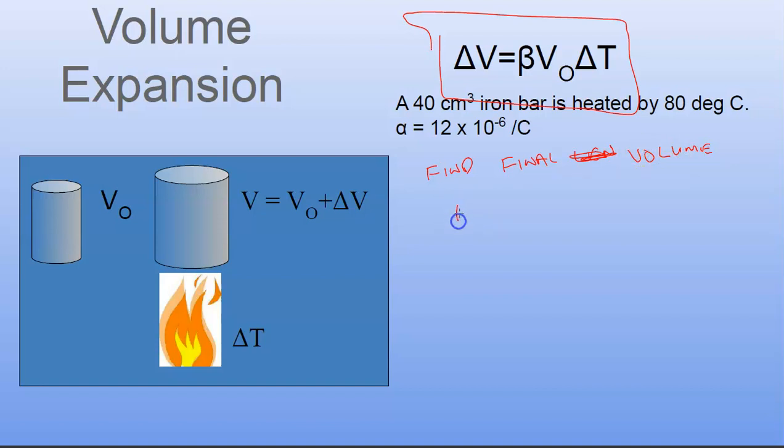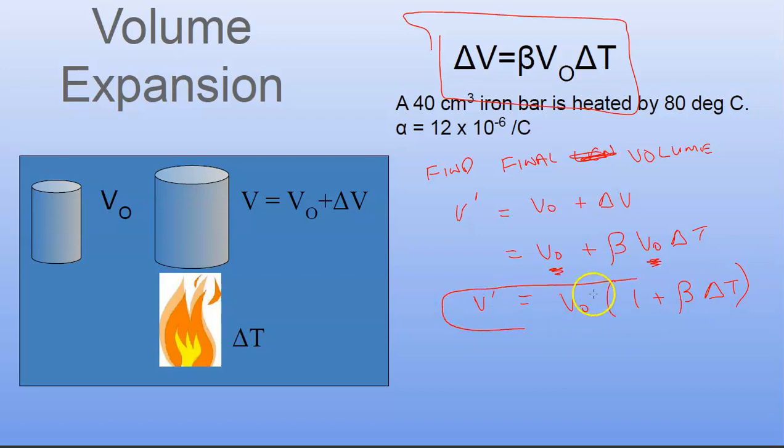The final length, we'll call that V prime, is going to be equal to the original length V naught plus the change in length. And up there at the top it says that that is beta V naught delta T. And now you see how I've got a common factor of V naught in there. So if I factor that out front, I could also write it this way. And that would be the final length right there. Maybe that's easier, better, whatever.